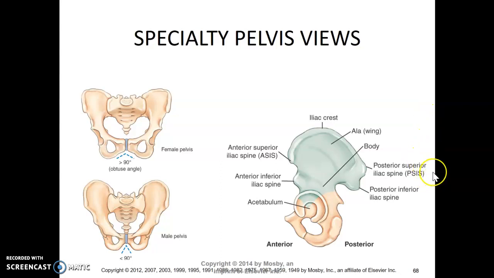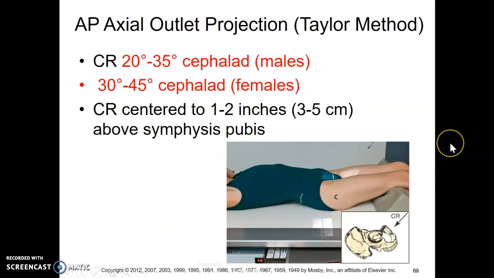All right, starting back with pelvis trauma series here, okay? So we're going back to first semester. Remember inlet and outlet pelvis that we talked about, or Taylor method? So just remember, outlet projection is tube angles determined by pelvis shape.